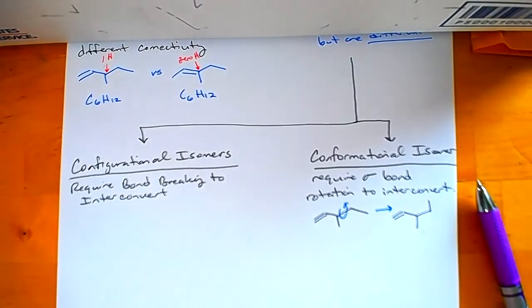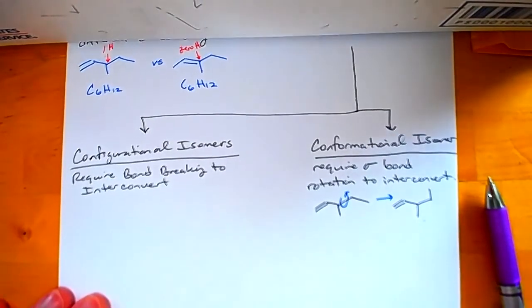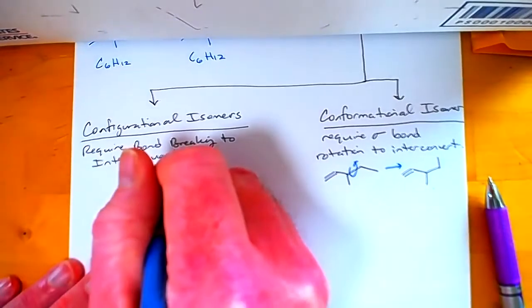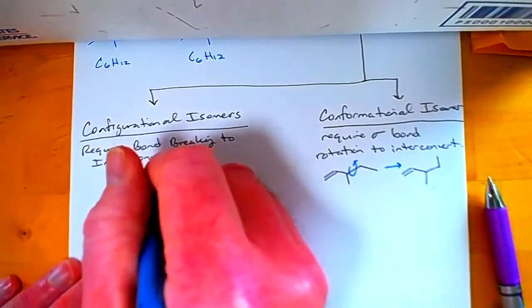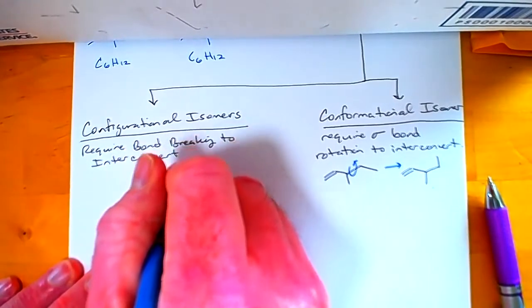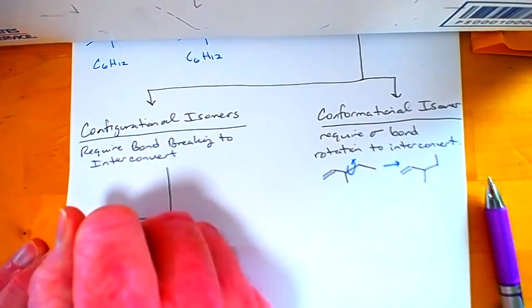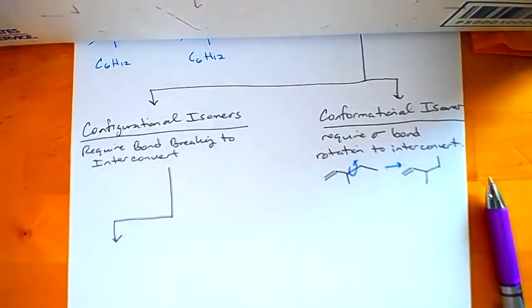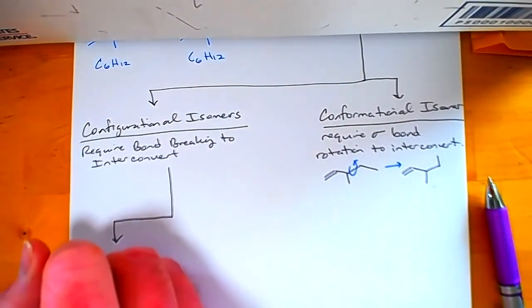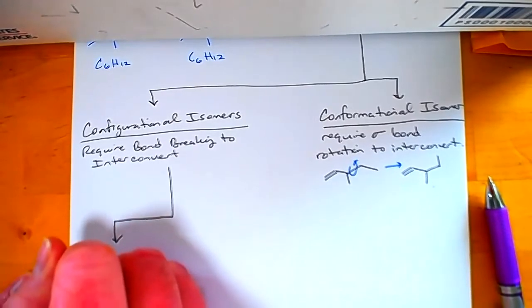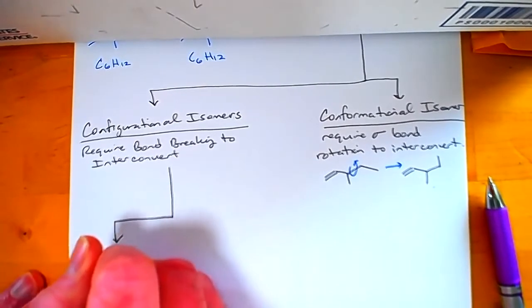Now, configurational isomers is really where the focus is going to be in this chapter, whereas you actually would have to break a bond in order to get everything to interconvert. And so there are two big camps of compounds that fall into this category. So one camp is when we're comparing compounds that we would say are enantiomers.